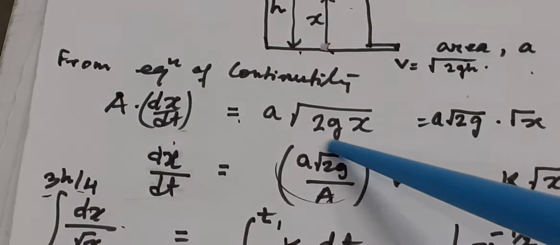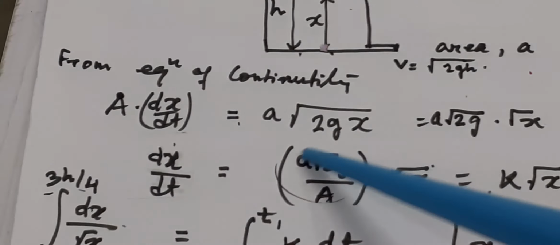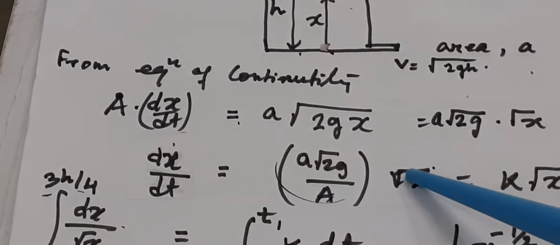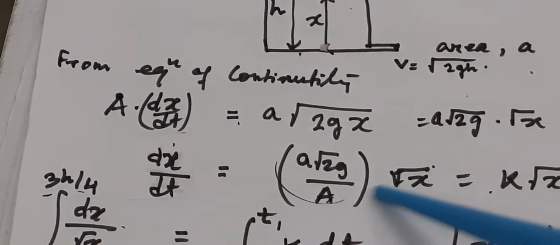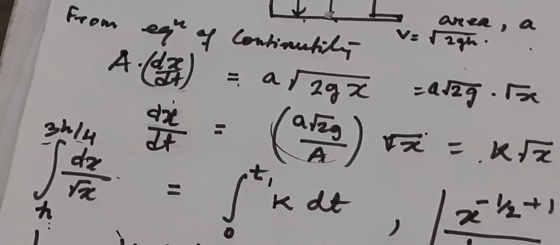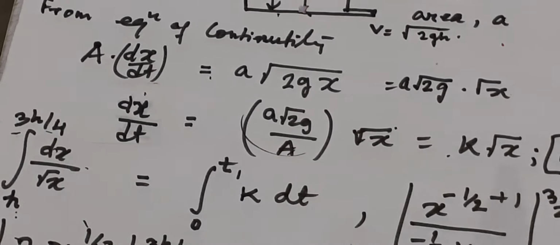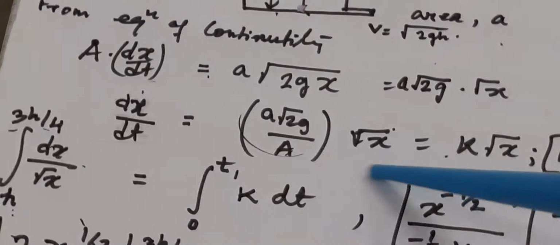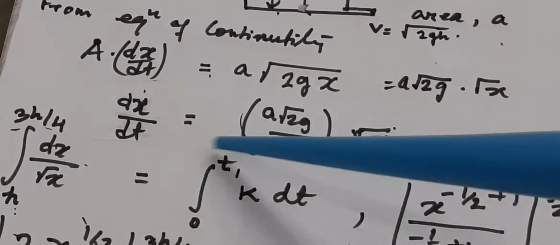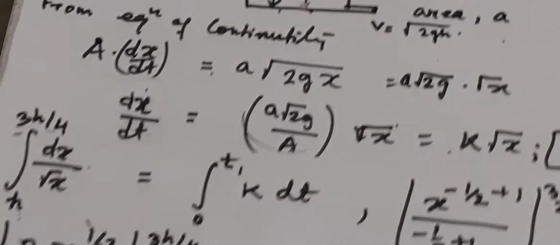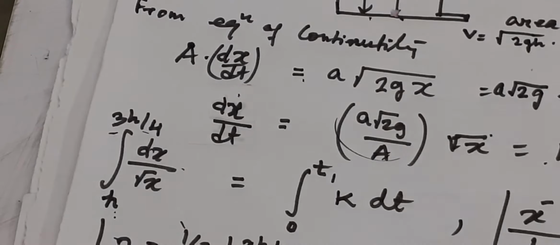So rearrange them, you will get dx by dt. We can write in this fashion: small a root under 2g divided by capital A root under x. We can take this one as constant. Say k is constant here. You can see k is constant into root under x, where k means this one. Now rearranging, you bring the root under x down here, and you will get dx divided by root under x.